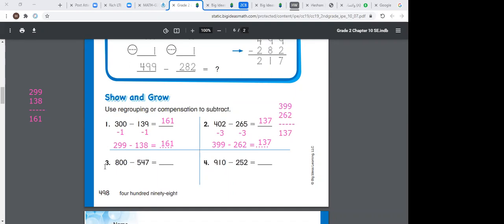Now let's answer question number 3. 800 minus 557. Let's answer this question by regrouping. Here 800 and here 557 equals what number? Let's find the super one who can answer the question. 0 minus 7 can be or can't be? Who can answer? I'll choose the super one whose name is Jarrah.